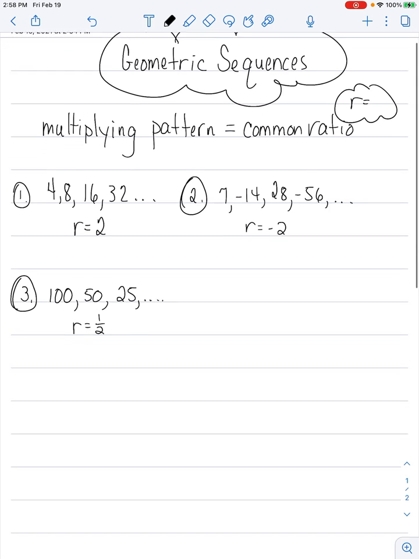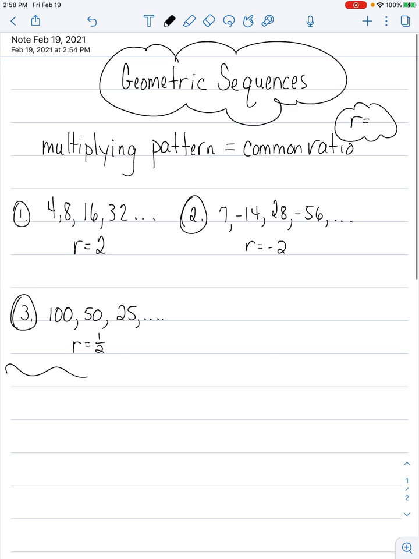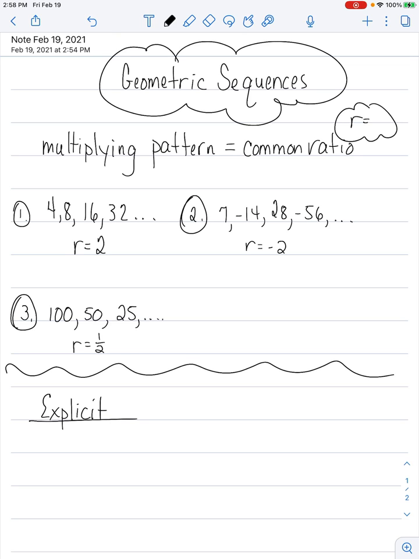Now, just like arithmetic sequences, geometric sequences have some formulas that go with them. You know we have explicit formulas and we have recursive formulas. Again, an explicit formula will help you find any term or any number in the sequence, and a recursive formula will help you find the next number or the next term in the sequence.